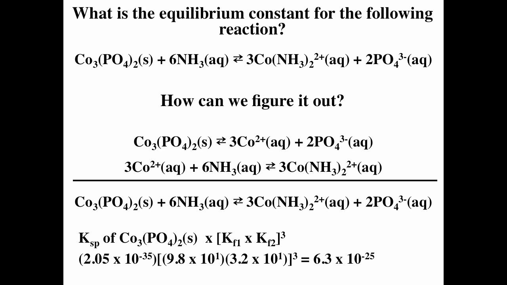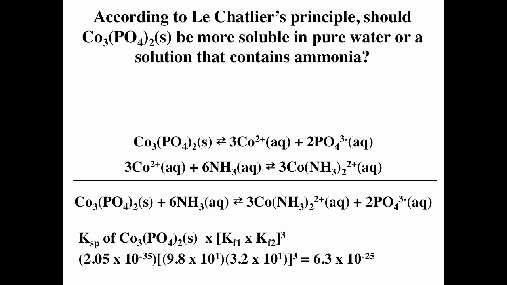Now the top reaction that we added was just the KSP of the cobalt phosphate. The second reaction that we added, the equilibrium constant, is going to be the Kf1 times Kf2 to the power 3. Remember, if you multiply a reaction times the number 3, then you have to take the equilibrium constant to that power. The reaction started as being a summation of the first Kf1 plus Kf2. And so looking at the numbers, KSP is 2.05 times 10 to the minus 35, and then Kf1, Kf2, and then we end with 6.3 times 10 to the minus 25.